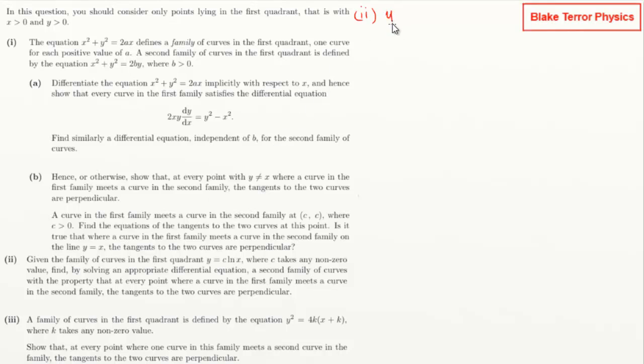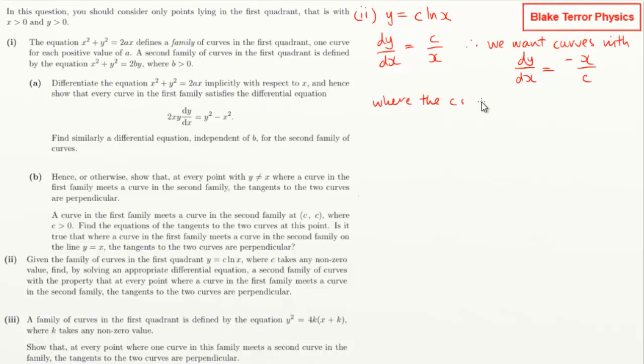Right, so we've got y equals c natural log x, which means we're going to have dy dx is c over x. So we want curves with dy dx equals minus x over c. Right, but that c has got to be the same as this c. It's not any old constant we got thrown in here, where the c's are the same.